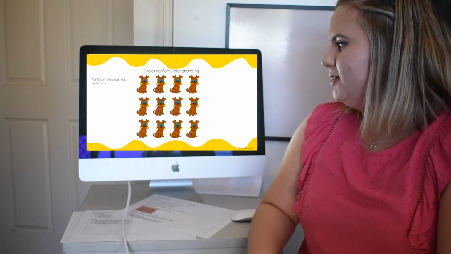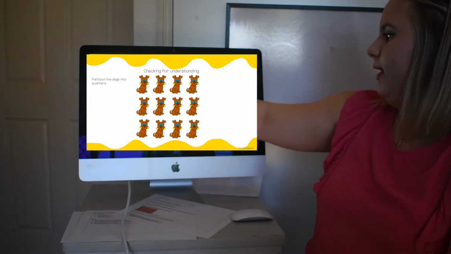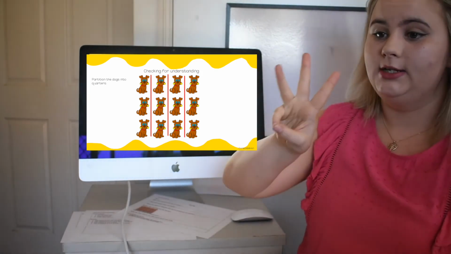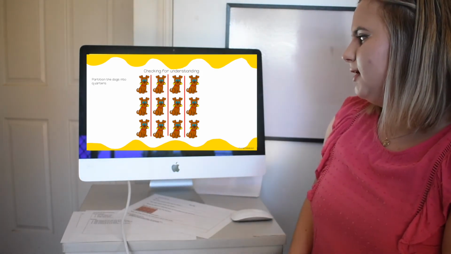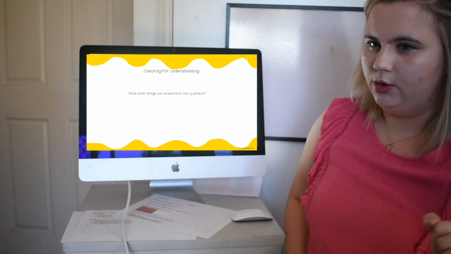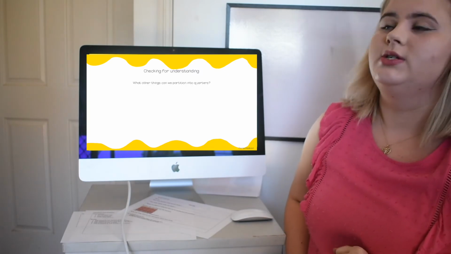Great, so in each quarter we should have 3 dogs. So we have 1, 2, 3, 4 equal groups with 1, 2, 3 dogs. Alright, so can anyone think what other things can we partition into quarters? So I'll get you to quickly write down what you think we can partition into quarters.